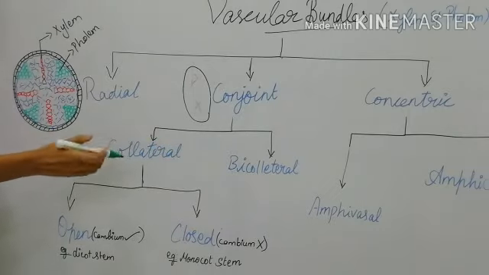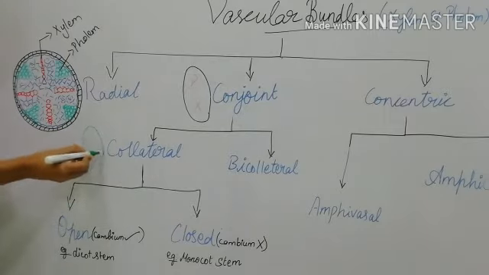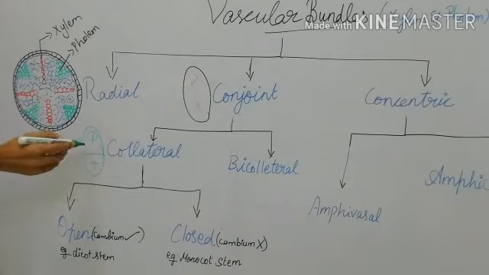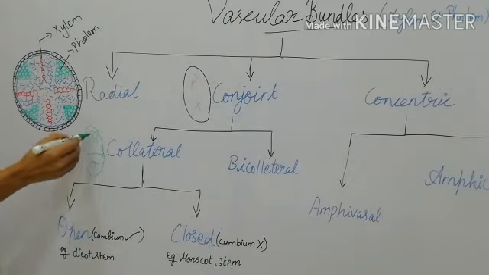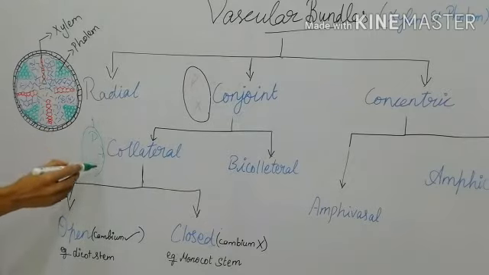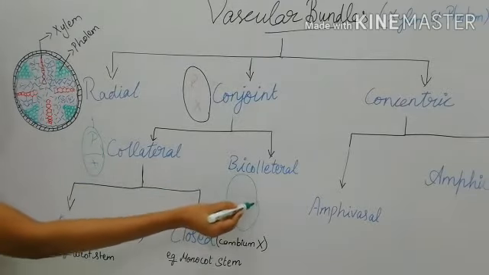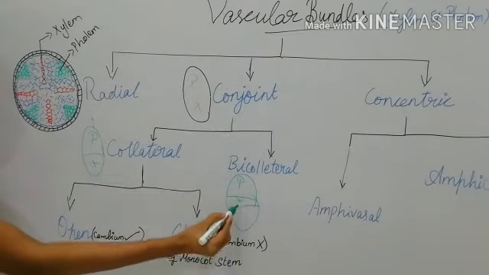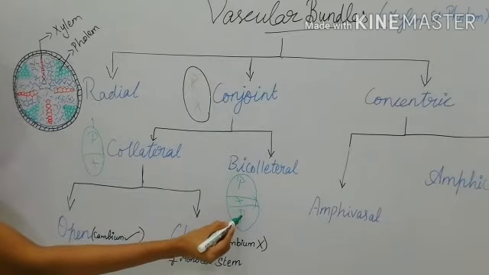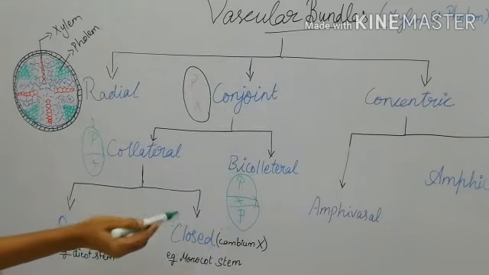So in collateral, the xylem will lie towards the center and the phloem will lie towards the periphery. So here this is the xylem and this is the phloem. Here the xylem is lying towards the center and the phloem is lying towards the periphery. And in bicollateral, the xylem will be present at the center and the phloem will be present on both sides of the xylem. So here this is the xylem and the phloem is present on both sides of the xylem. That is bicollateral. And the example is Cucurbita.